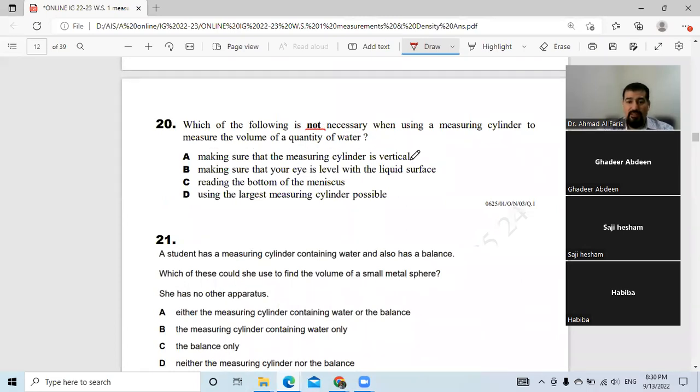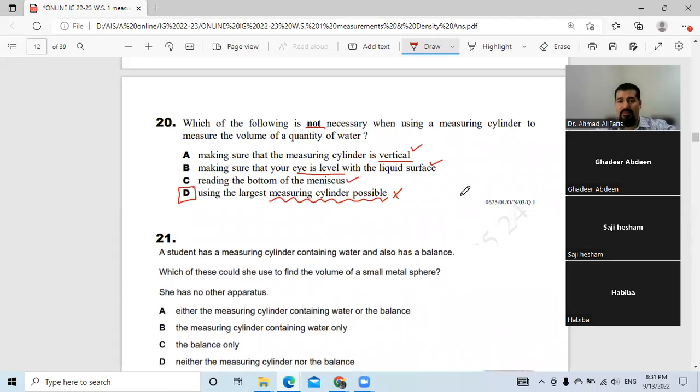Make sure that the cylinder is vertical. It's supposed to be. Make sure that you are at the same level as the surface of the liquid. Yes, it's supposed to be. The reading of the bottom of the meniscus, except if it was mercury. Yes. Using a larger measuring cylinder is possible, maybe not accurate, and it's not necessarily. So the correct answer, thank you, Lama, thank you, Minna, and Mu'taz, the correct answer is D. It's not necessarily. Bravo.